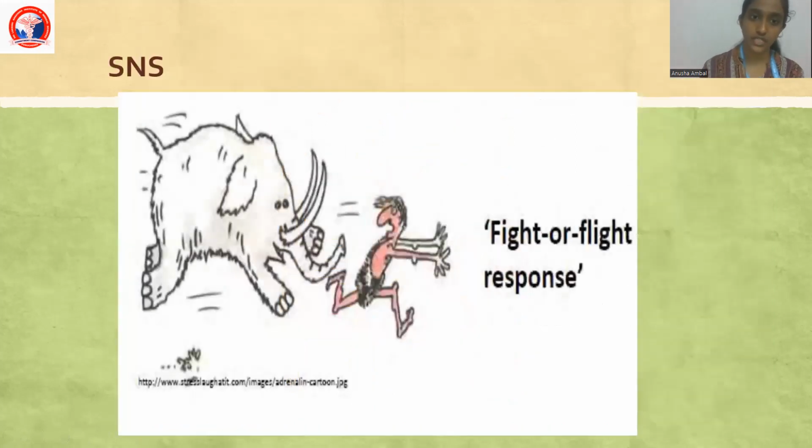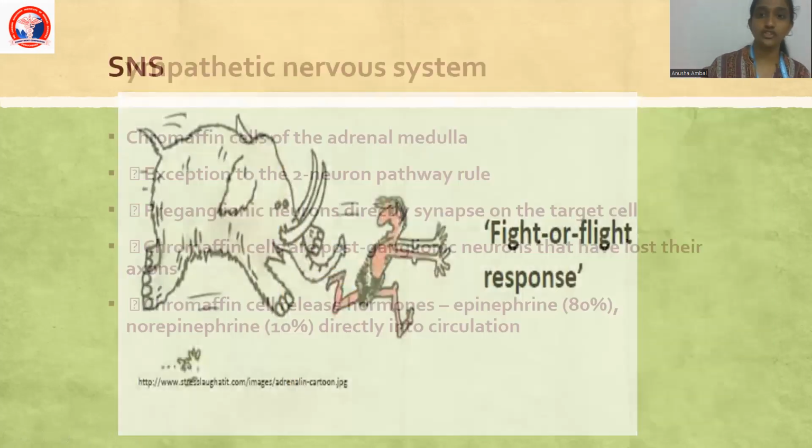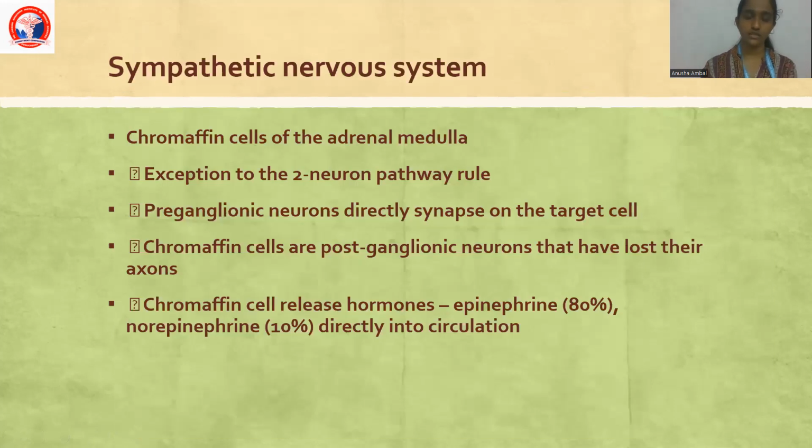So, this is a pictorial representation, like fight or flight response. This is adrenals. What is it? It is the only exception to the two neuron pathway. So, that is the adrenaline or noradrenaline directly released from the adrenal. So it has only a preganglionic neuron. And nearly 80% of the release will be epinephrine. Only around 20% will be noradrenaline.